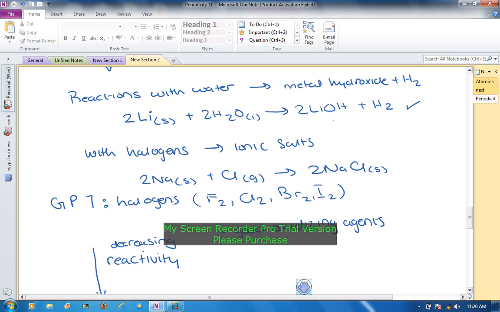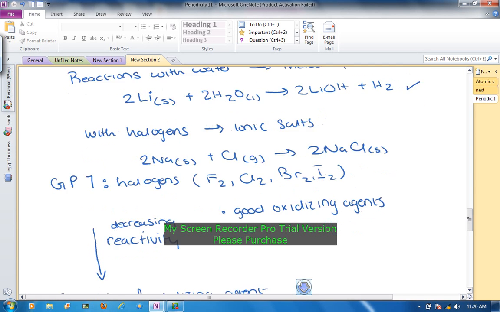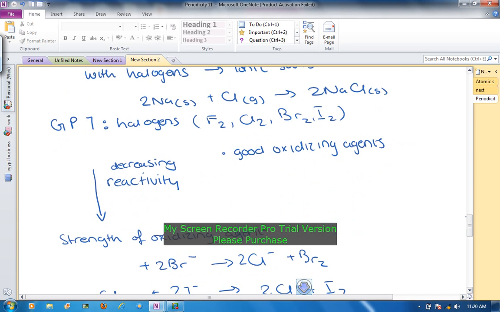They also react readily with halogens to form ionic salts. An example is given here of sodium reacting with chlorine. I forgot the 2 for chlorine. Giving you sodium chloride.